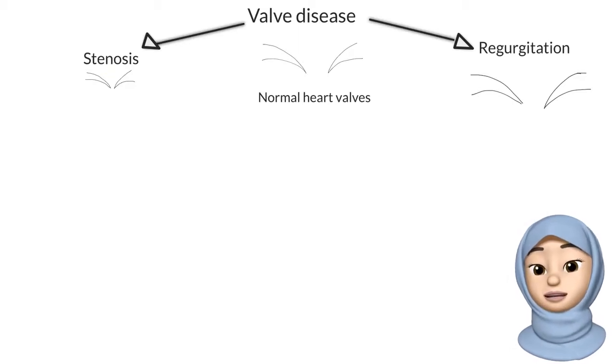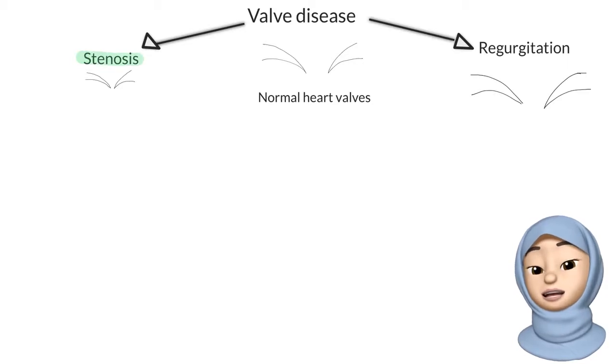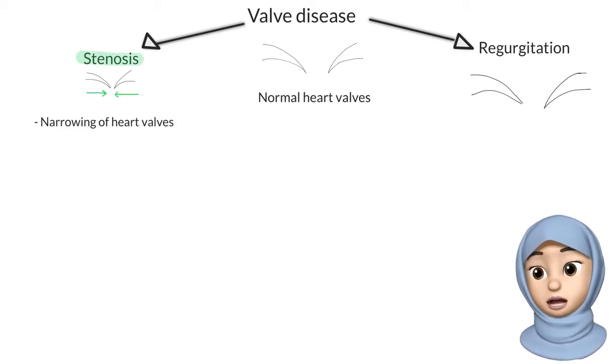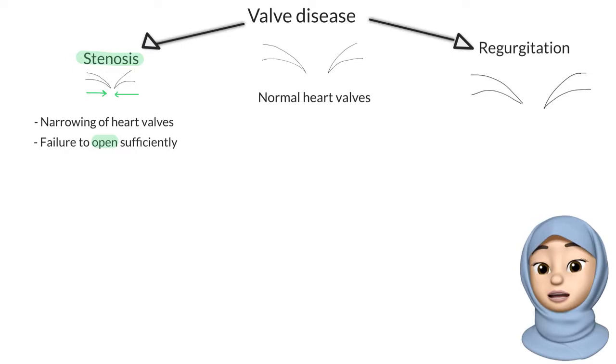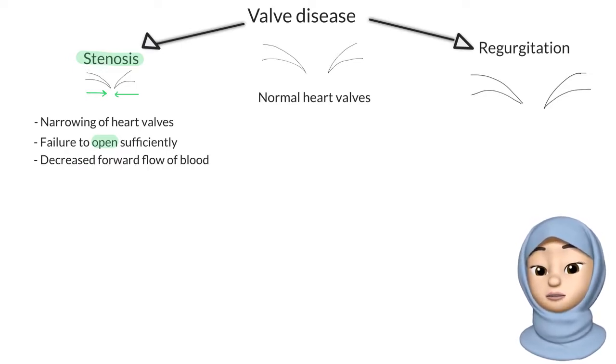Today we will be focusing on stenosis and regurgitation. In stenosis, there is narrowing of the heart valves. This leads to the failure of these valves to open sufficiently, causing a decreased forward flow of blood.